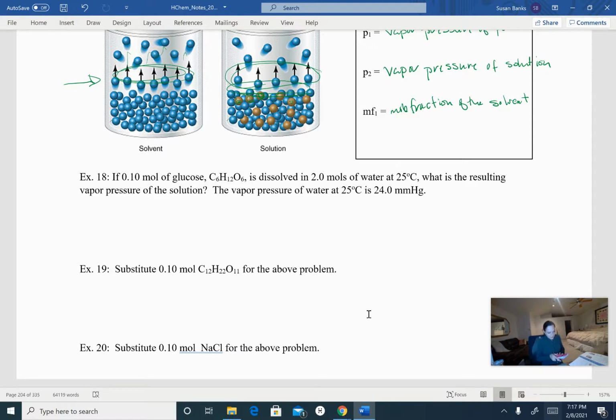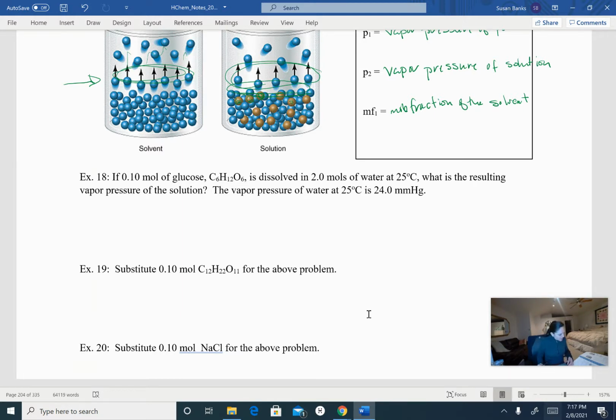All right, so example 18. If I have 0.1 mole of glucose and I dissolve it in 2 moles of water at 25 degrees Celsius, what is the resulting vapor pressure of the solution? The vapor pressure of pure water at 25 is 24 millimeters of mercury.